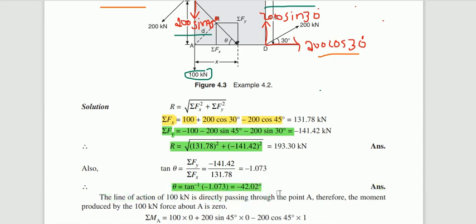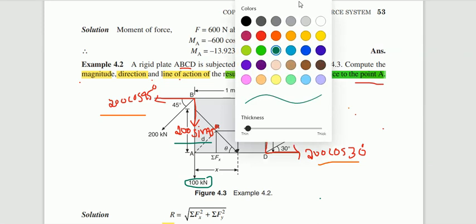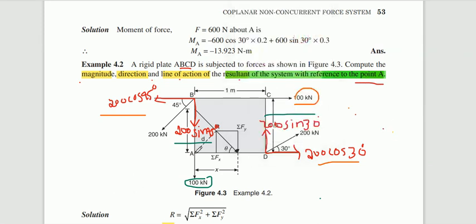Now you need to find the direction with respect to point A, the resultant you need to find here. So you have to take the moment at point A. Where is point A? This is our point A, in yellow color. The moment due to all the forces about point A you need to find out. What do you mean by moment? How are you calculating the moment? Force into perpendicular distance. Correct.